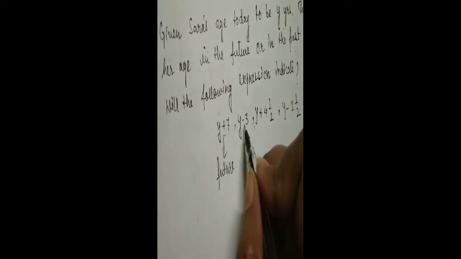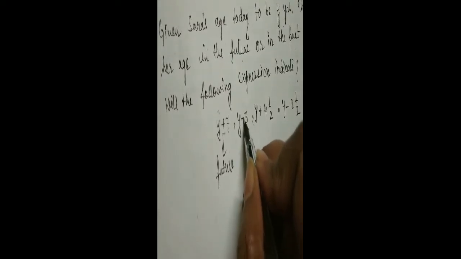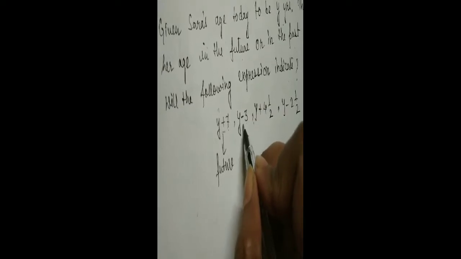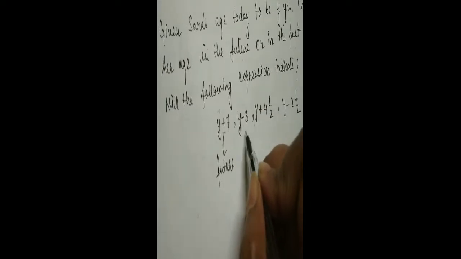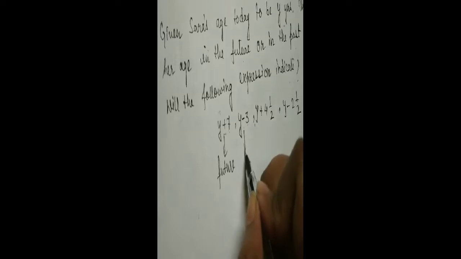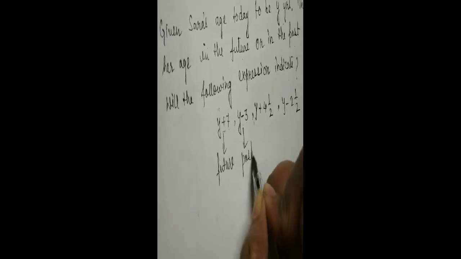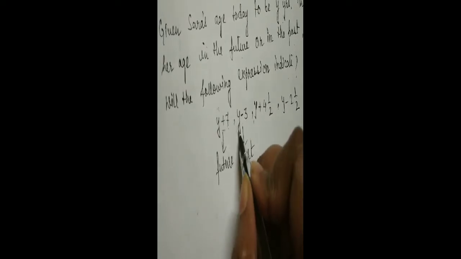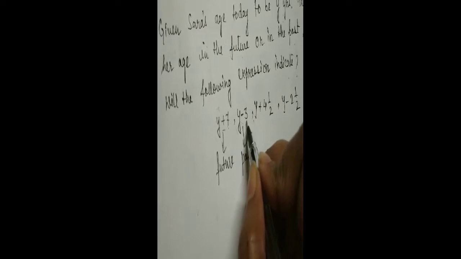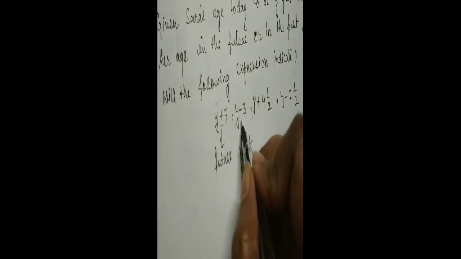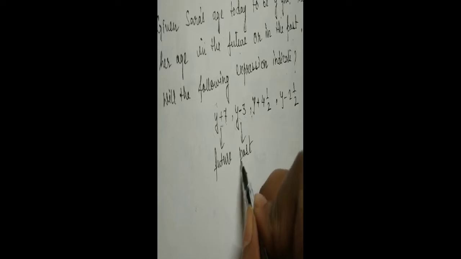Now, in the next expression we have y minus 3. Now, y minus 3 means 3 years back. So this can be her age 3 years back. So it will be past, because this is her present age and minus 3 indicates that 3 years back. So it would happen in past.